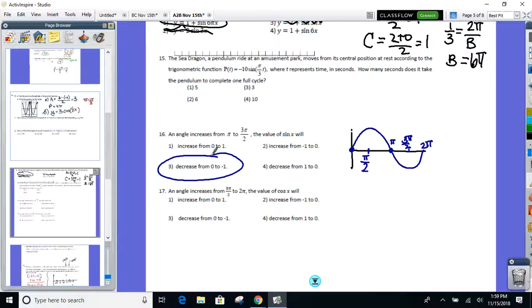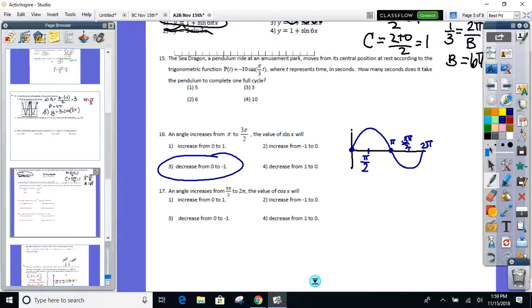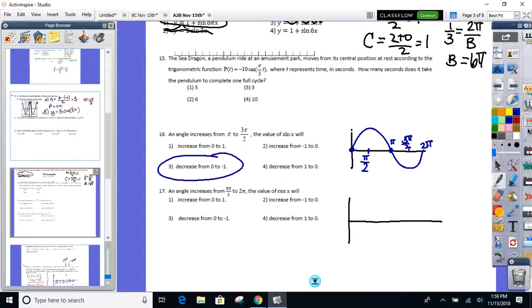Here we go. Let's go to 17. Now we're going to go to the cosine curve. Can you guys draw a basic cosine curve before I pick somebody? Basic cosine curve.